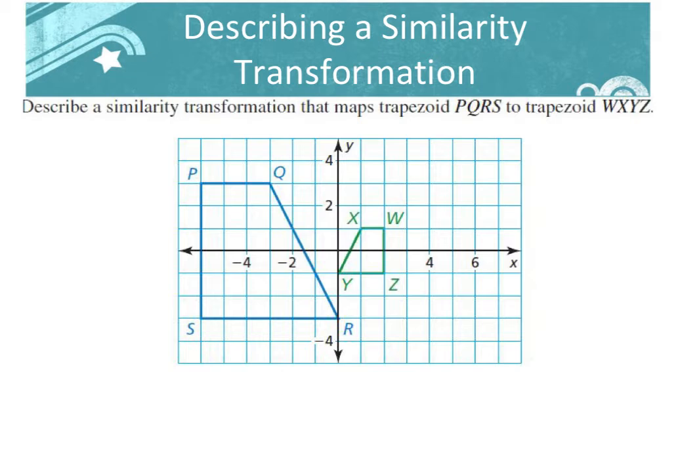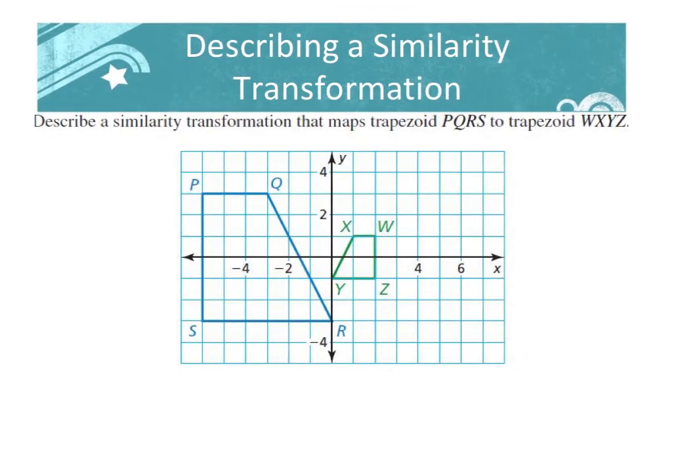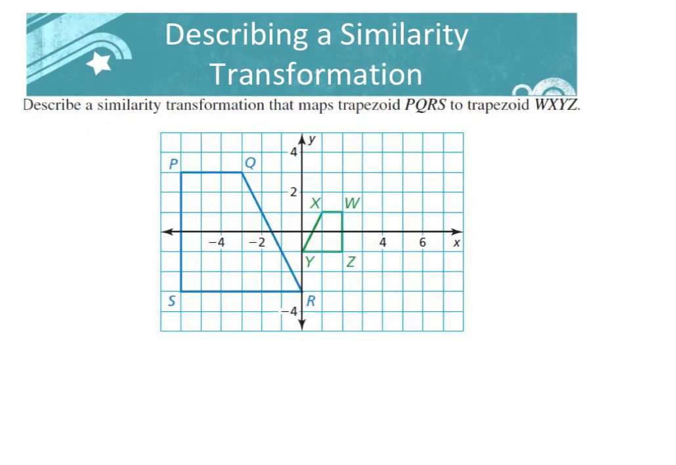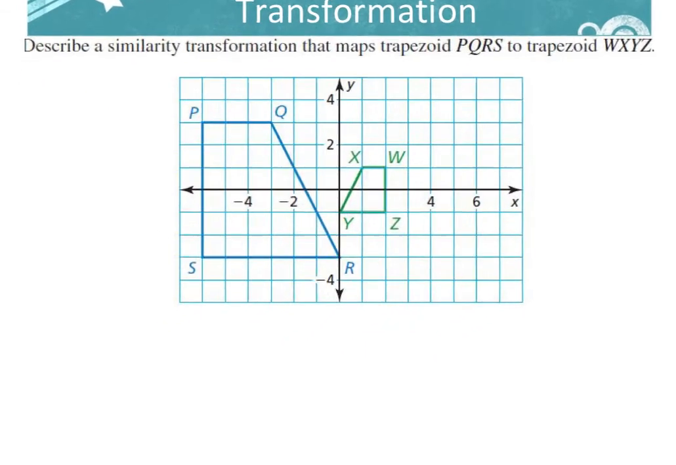Now, in this lesson, you're also going to be required to describe a similarity transformation. So a combination of transformations that maps trapezoid PQRS to the smaller one, WXYZ. Now, for this one, I will help you out with it.